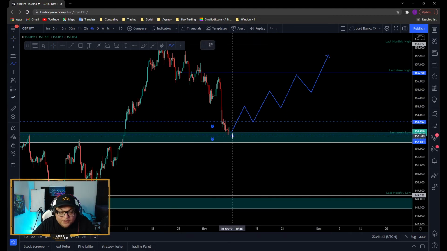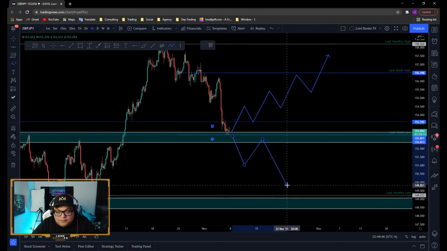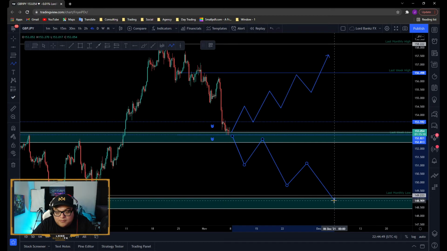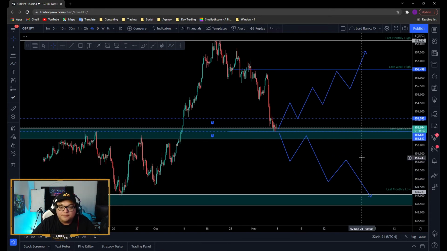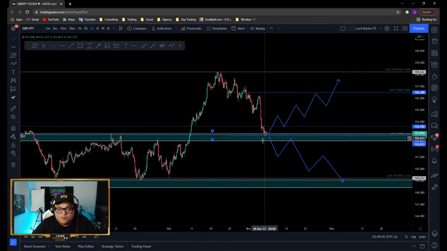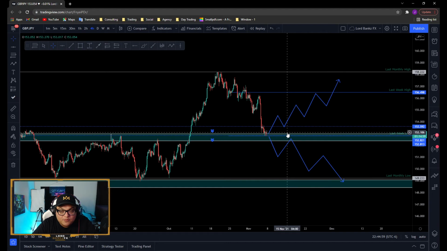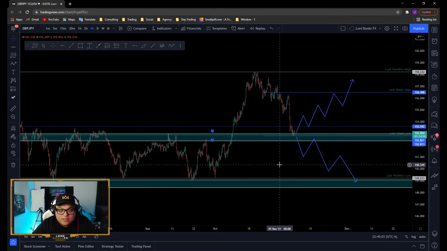Or it could break through, retest it, and then come down to the downside. Either one of these things is going to happen. It's got to go this way or it's got to go this way. I mean, it could move sideways for a bit before it busts out, but it's going to bust out one of these ways.